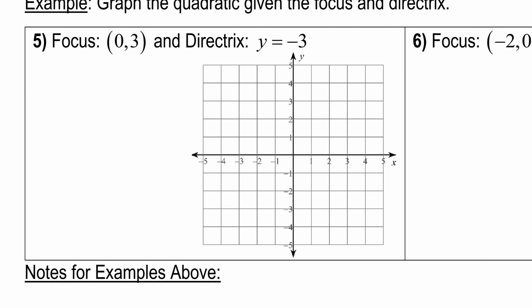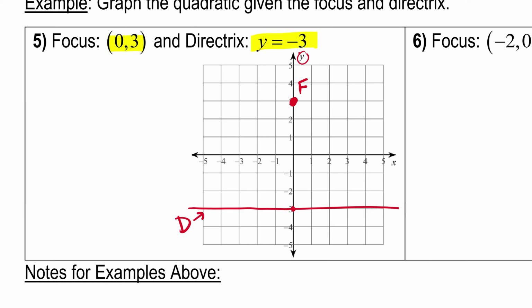So first thing is, there's my point. I'm going to graph that. So 0, 3. It's right here. That is my focus. Then I have my line, y equals negative 3. So then I go down. Remember, if that's y, I stay on the y-axis. I go down to negative 3 and do a horizontal line. So that is my directrix.